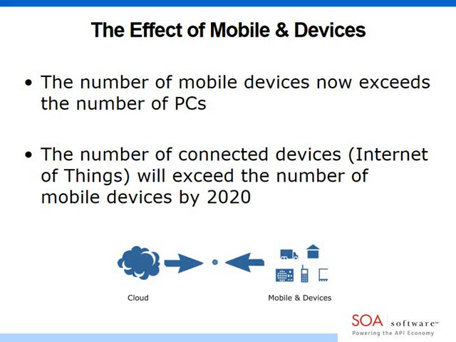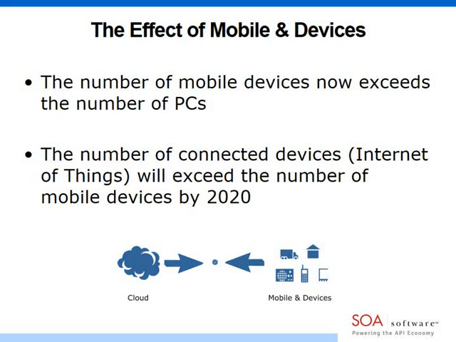In addition to that, we're seeing that the number of connected devices, popularly called the Internet of Things, is going to exceed the number of mobile devices by 2020. So you're looking at an explosion in the number of connected devices, mobile phones and other devices, by 2020, which is not very far away. So it's becoming a really, really valid channel for the business, or even a priority when it comes to the business.